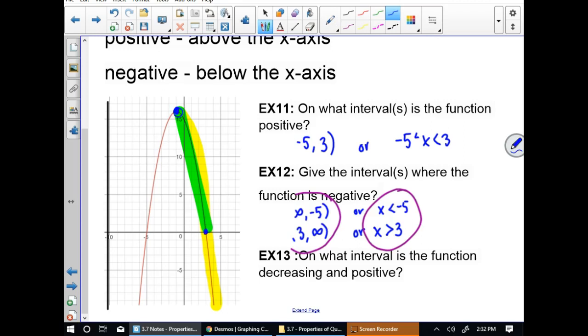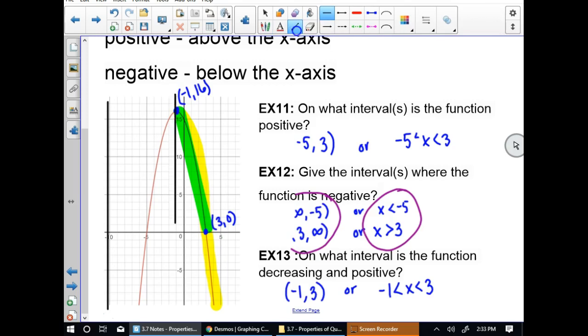Now remember, we are only given the x values. So this is negative 1, and this is 3, 0. But whenever we give the answer, we're just going to say from negative 1 to 3. Or if we use inequality notation, negative 1 less than x less than 3. We're only given the x values. So we're looking at splitting this graph off here, where we're only talking about what's in between these two bars.